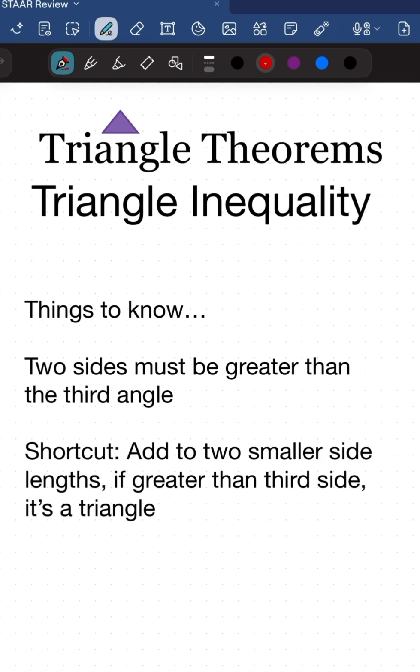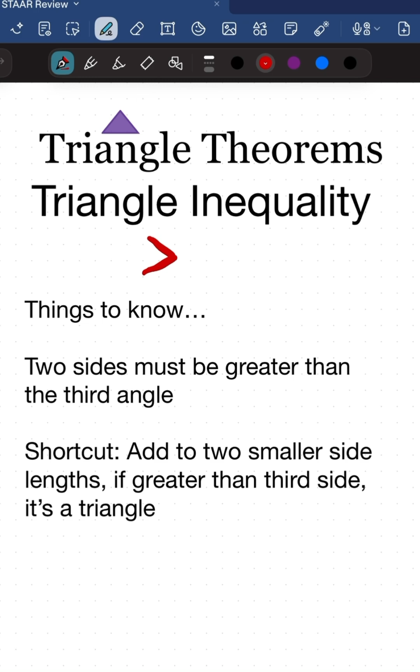Hello, this is part three of triangle theorems. Our last theorem is the triangle inequality theorem. So first of all, we know inequalities. One of the inequalities that we're focused on has to be greater than. It cannot be equal or less than, it has to be greater than. Things to know: two sides must be greater than the third side.